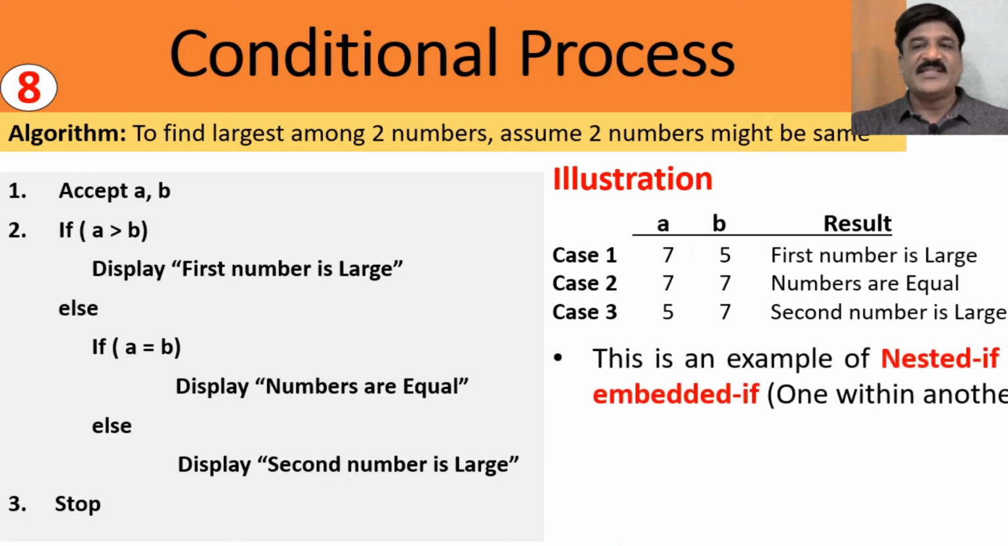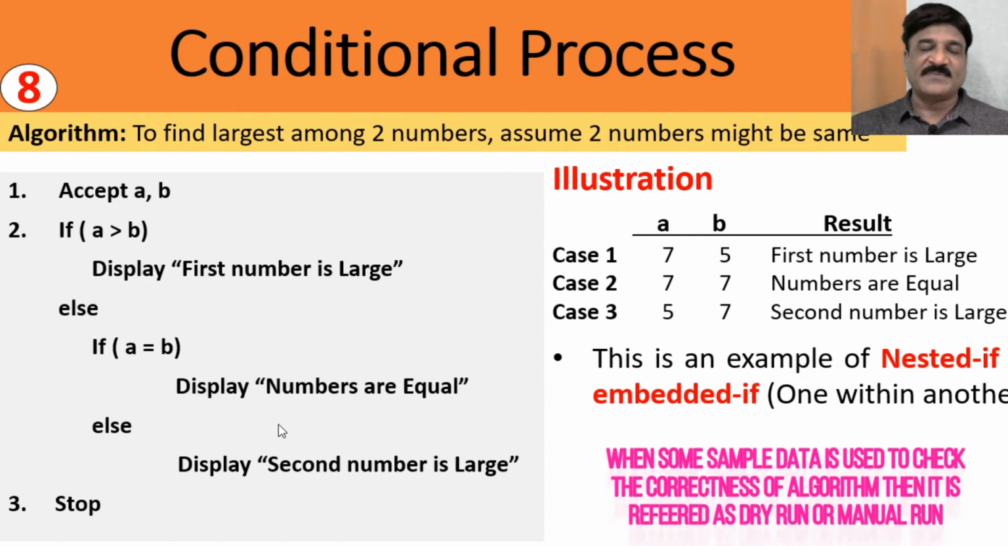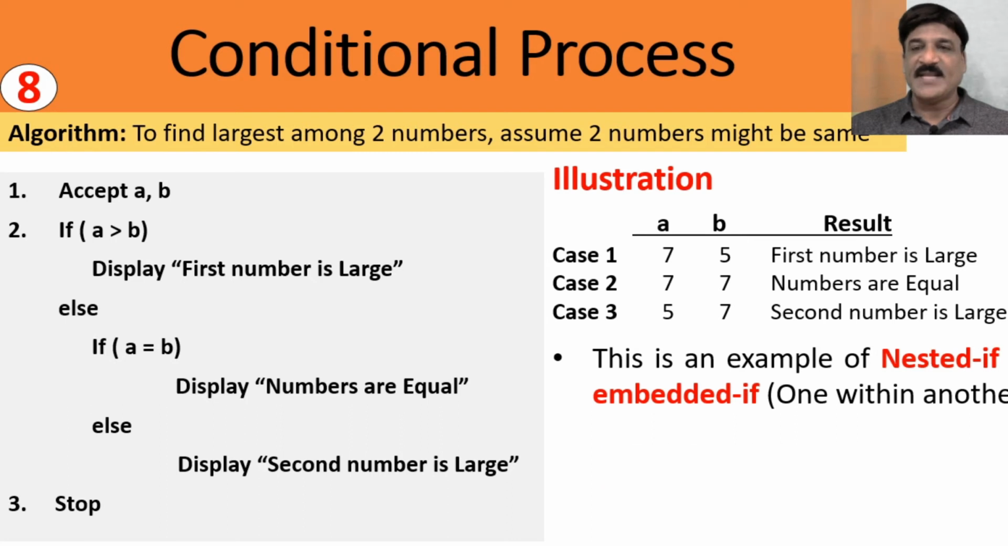So what we have done here exactly, by taking certain sample data, is check the correctness of our algorithm, which is also referred to as a dry run. Without using a computer, we are simply checking whether the statements that we have written are correct or not. Now, this is an example of what? Nested if or embedded if, that is, one if within another.